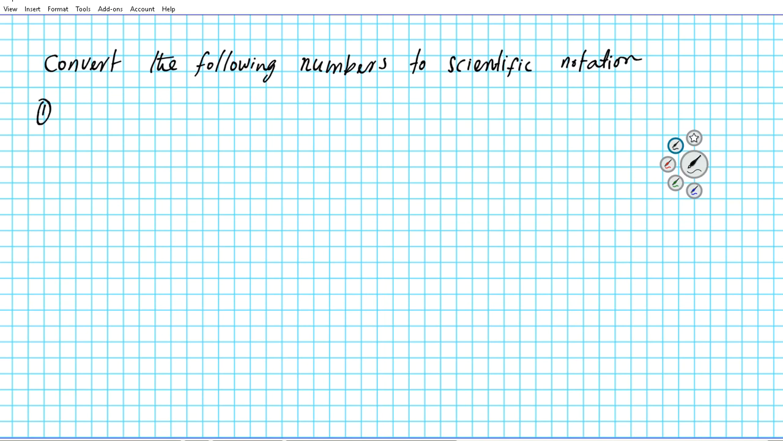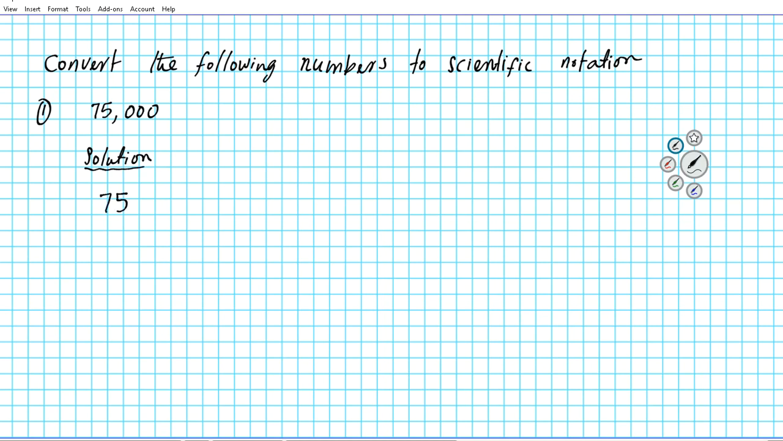Alright, the instructions for the examples that we're going to be working on are as follows. We are to convert the following numbers to scientific notation. So they are in standard notation, and we're going to be converting them to scientific notation. Question number 1. Let's say we have the number 75,000. So the goal here is to convert it into scientific notation.